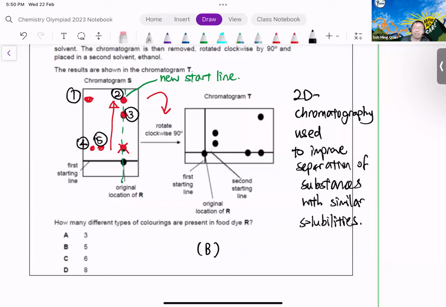All right, so that is two-dimensional chromatography. Let's go to the last page, which I hope my students and the SJChO Pure Chem students will recognize. The last page is on circular radial chromatography.